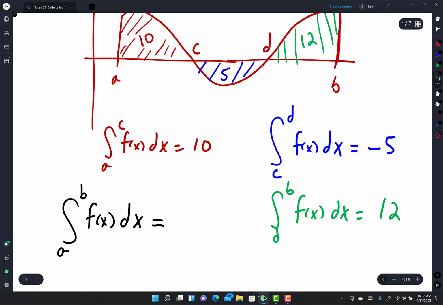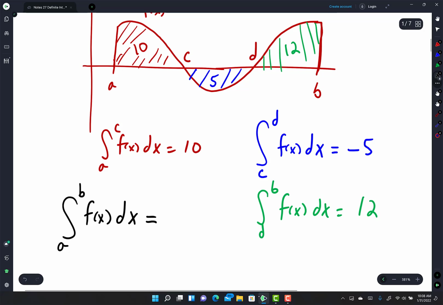What do you think this one is? And it's okay if we're wrong, guys. Yeah. Which is what? 17. In case you're wondering how we got that 17, we did this. 10 minus 5 plus 12. Is everything so far pretty easy? Yeah, nothing crazy. Can we continue?